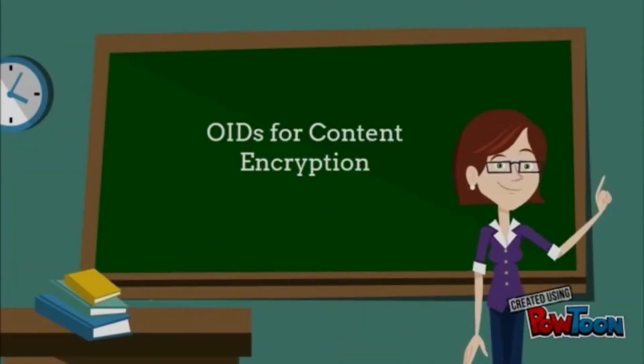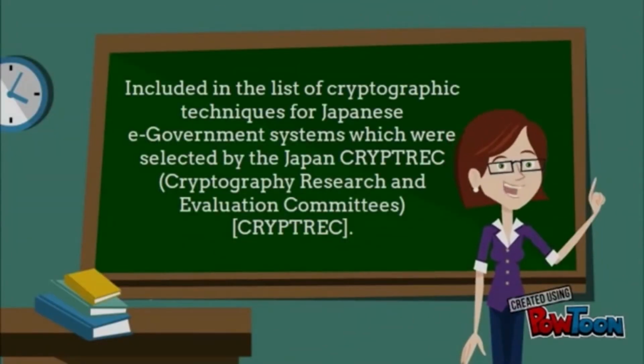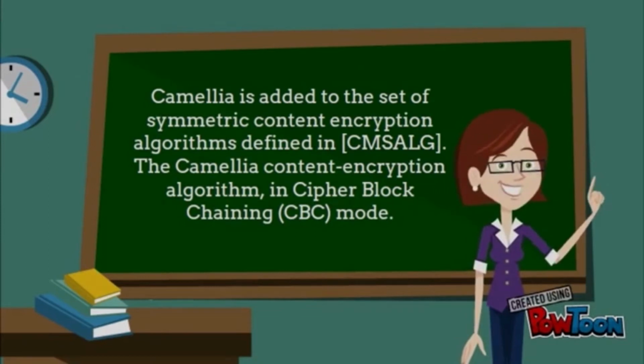OIDs for content encryption. Camellia is included in the list of cryptographic techniques for the Japanese e-government system, which were selected by the Japan Cryptography Research and Evaluation Committee. Camellia is added to the set of symmetric content encryption algorithms defined in CMS. The Camellia content encryption algorithm is in Cipher Block Chaining (CBC) mode.